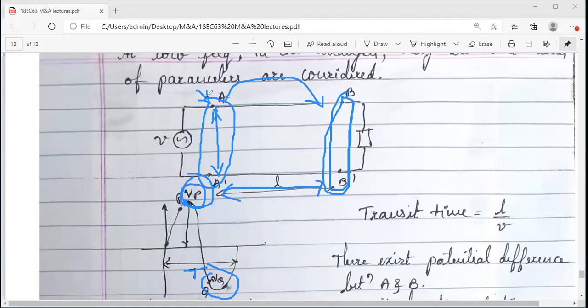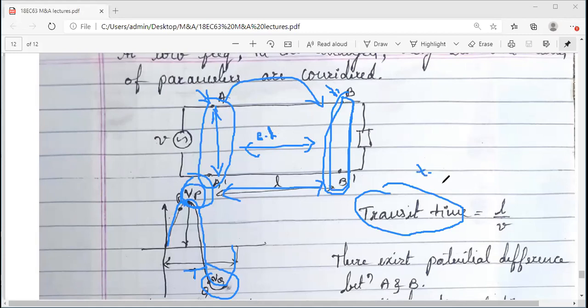Here at A dash, I have VP volts. At B dash, because the value is varying, I will get some other voltage, say VQ volt. So between point A dash and B dash, there exists a potential difference, and it takes a certain amount of time, say TR, for this voltage to travel to the point B dash.